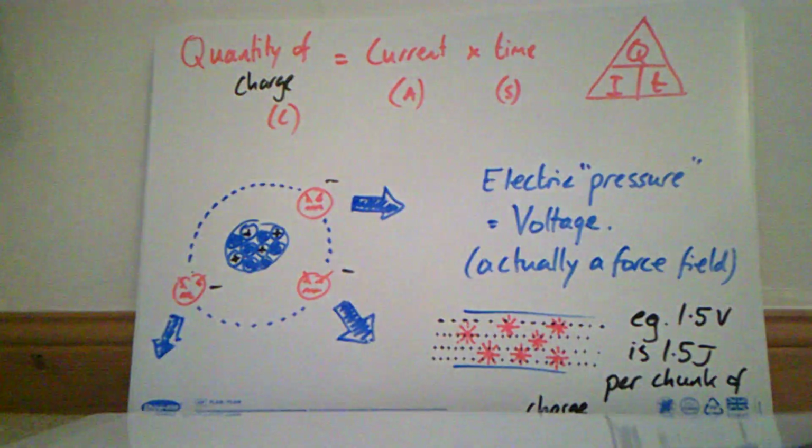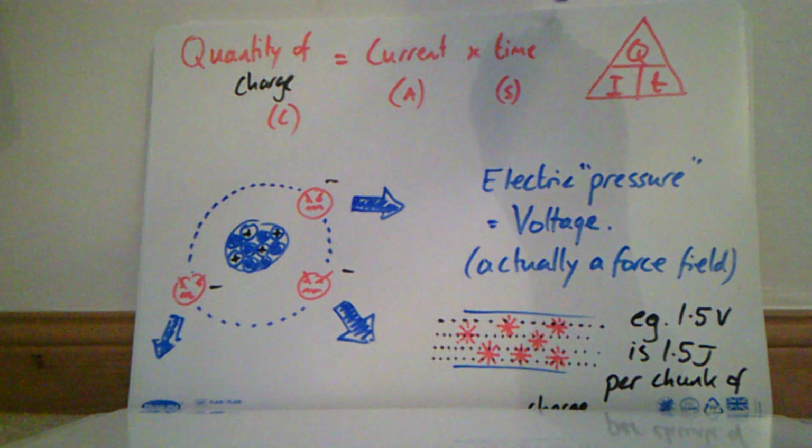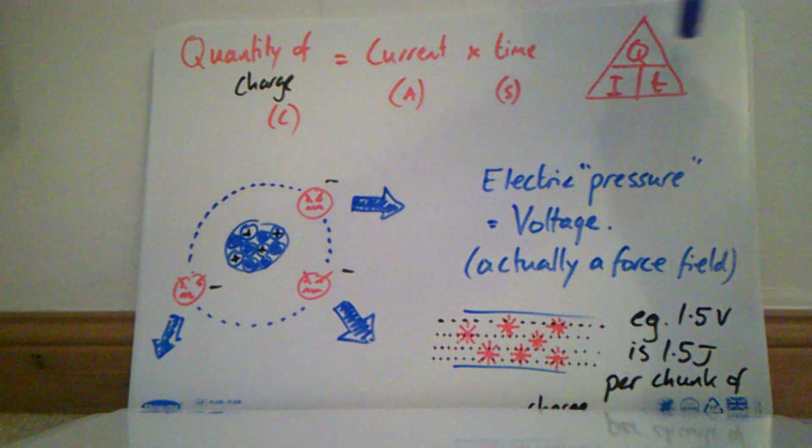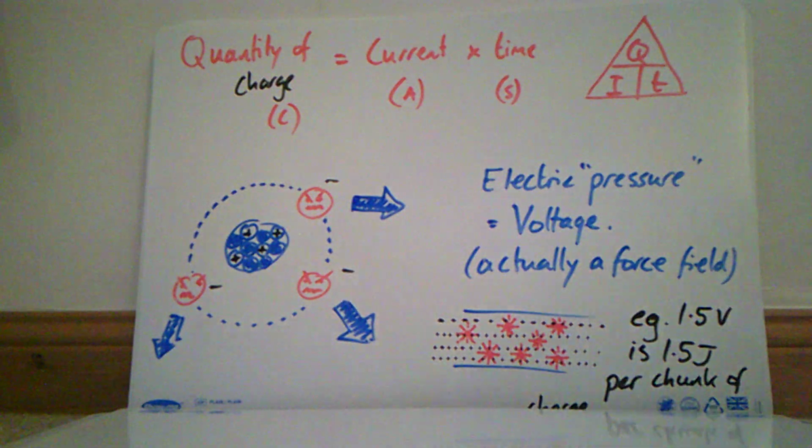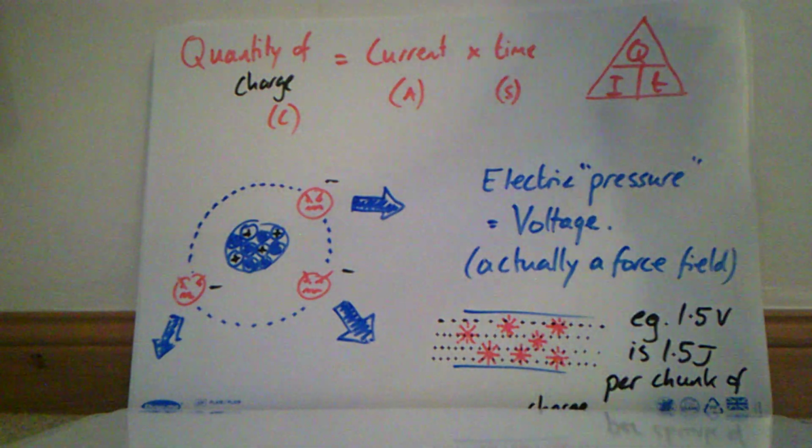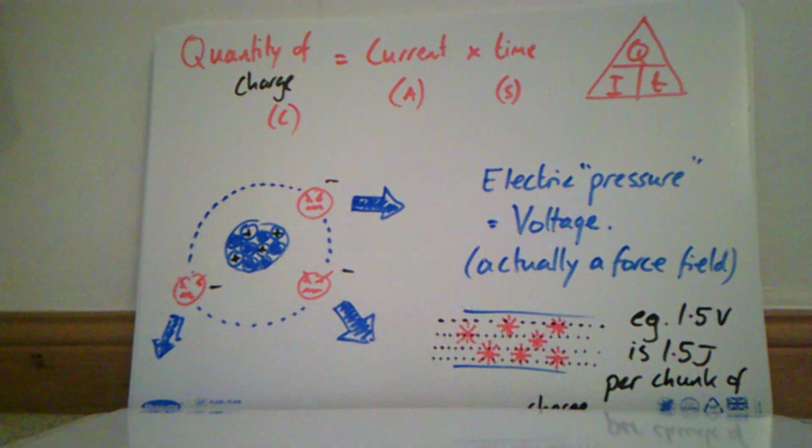That formula, quantity of charge is current times time, here's the triangle: Q equals IT. Q is quantity of charge, current is I, and time is little t.